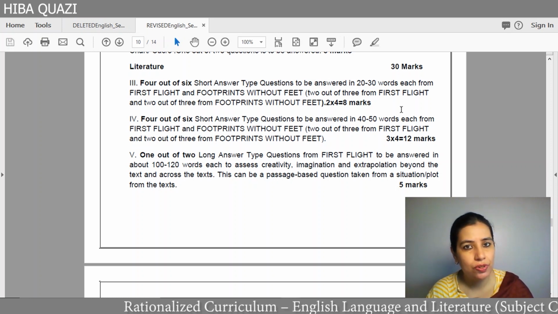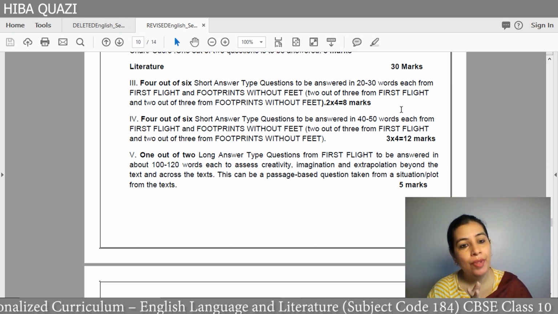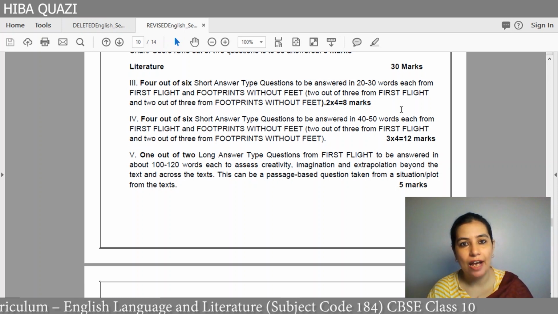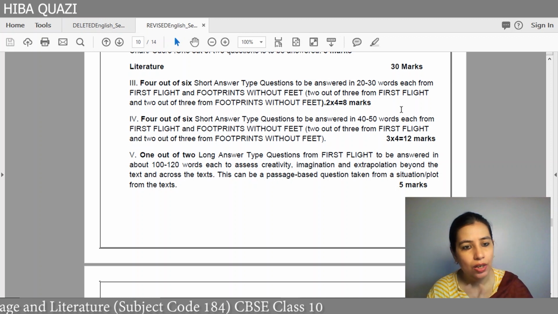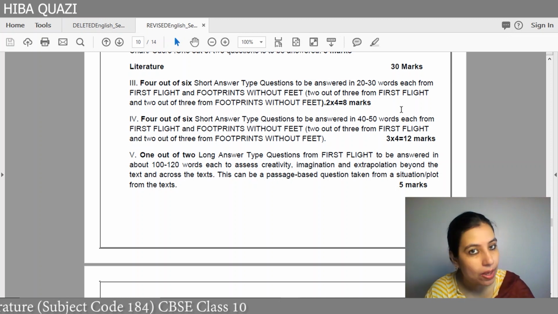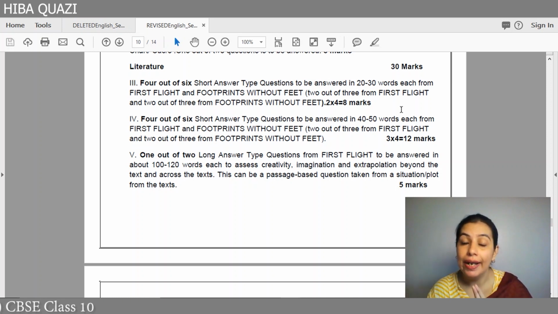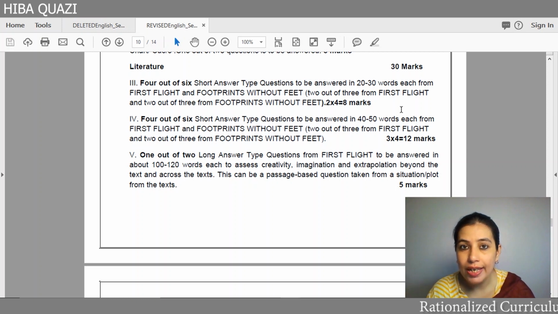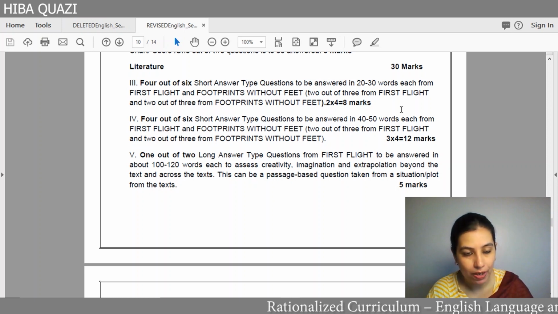The 2 mark questions will look for a shorter answer, a more exact answer, and the 3 mark questions will have a little more of an elaborative answer where you need to describe a little, only a little mind you, because it's again a 3 mark question and the word limit is 40 to 50 words only. Kindly stick to the word limit. And here you will have 2 questions from First Flight, 2 from Footprints Without Feet. So again 3 into 4 is equal to 12 marks. So question number 4 for literature carries 12 marks.